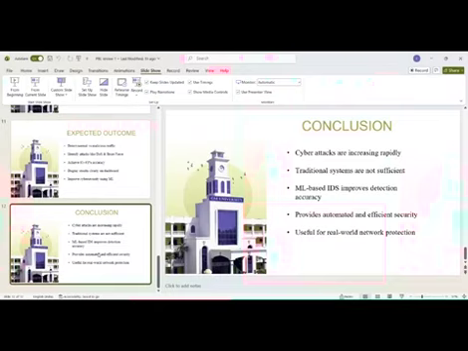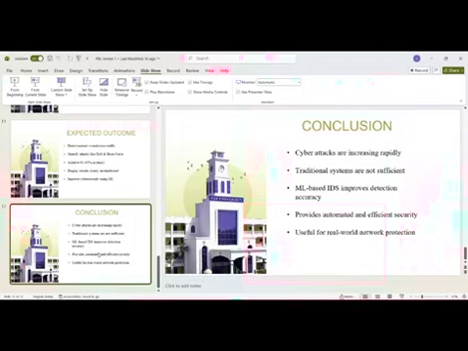Conclusion. Cyber attacks are increasing rapidly. With the growth of the internet, cloud computing and IoT, cyber attacks are becoming more frequent and complex. Traditional systems are not sufficient. Traditional security systems like firewalls and signature-based IDS have limitations. They detect only known attacks and cannot adapt to new or unknown threats.